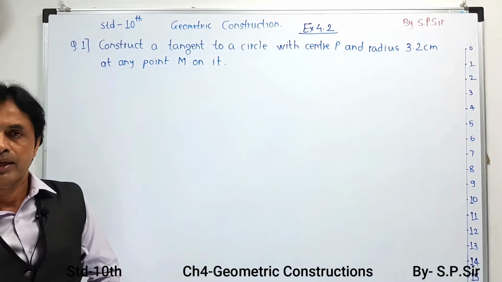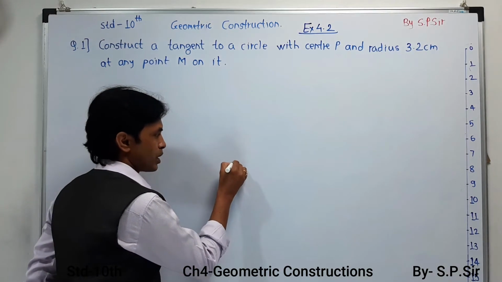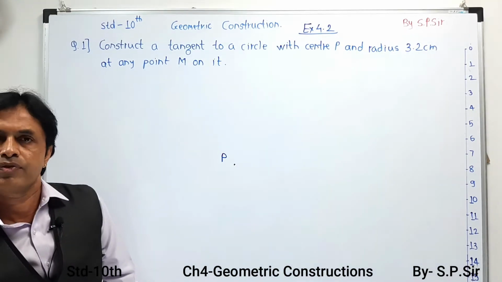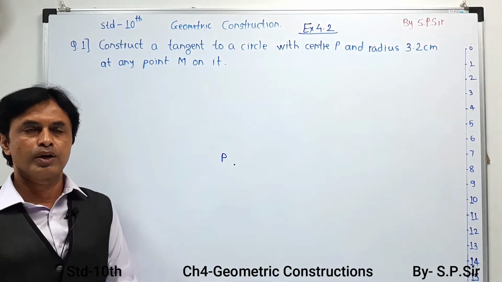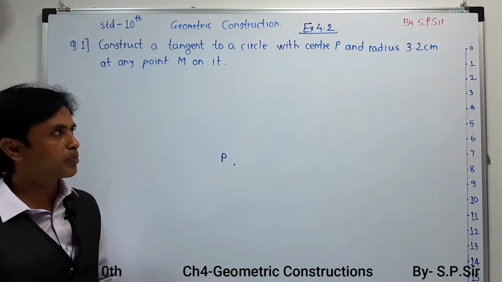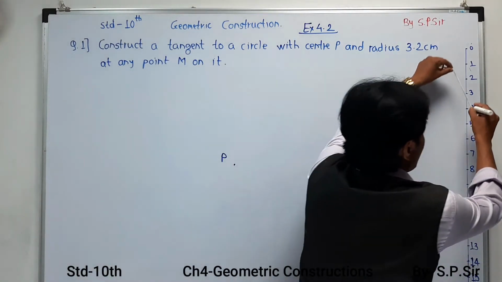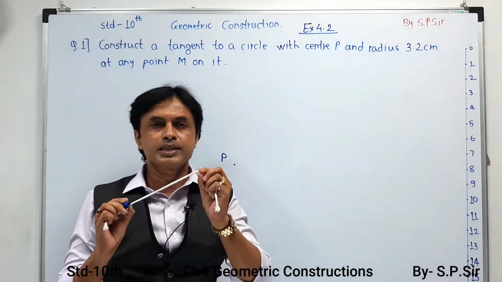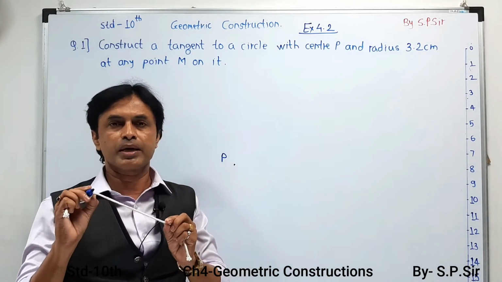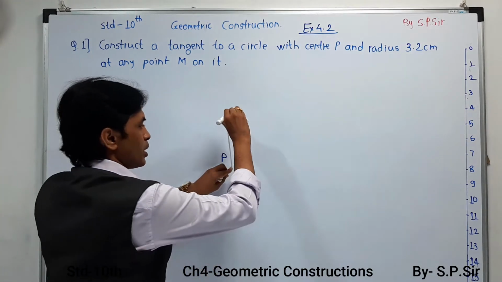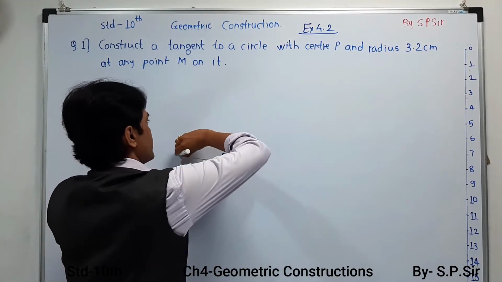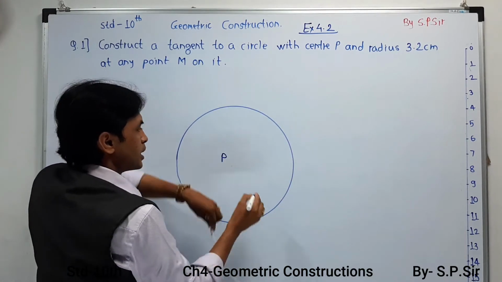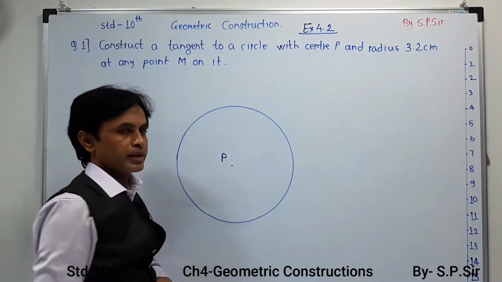of the circle. In this case, first of all we are going to draw the center of the circle, P. So P is now the center of the circle over here. Now we have to draw a circle of radius 3.2 centimeter. So here I am taking a distance of 3.2 centimeter, and with the help of my instrument, my pointed head, my pencil head, I am going to draw a circle of radius 3.2 centimeter. So here I have drawn a circle with radius 3.2 centimeter.